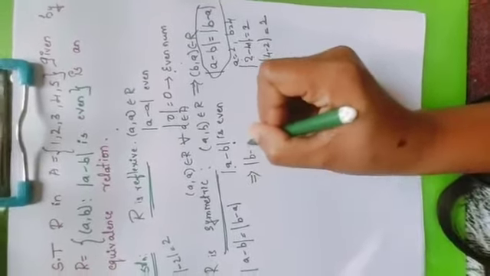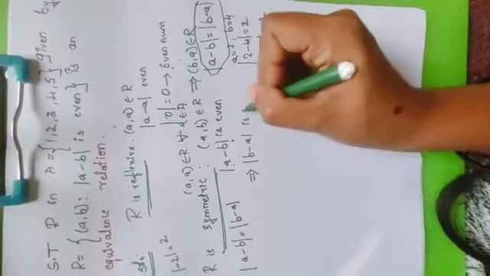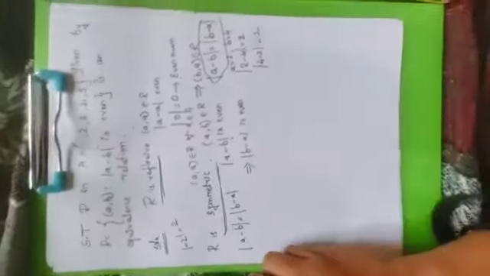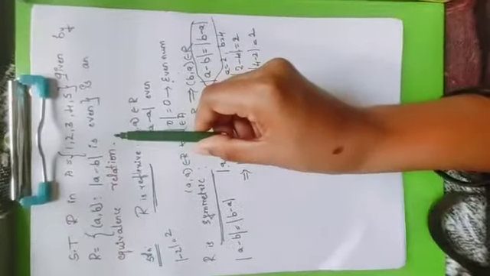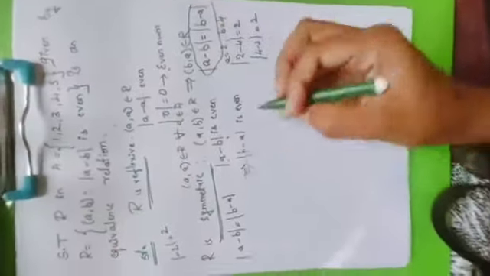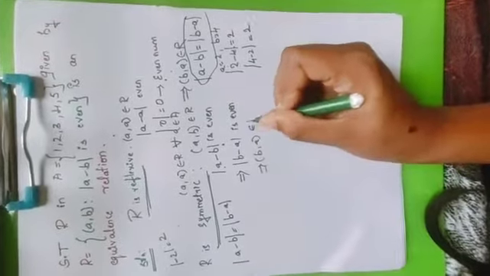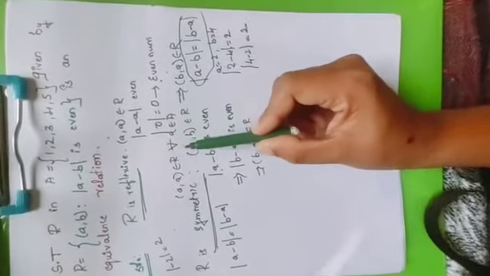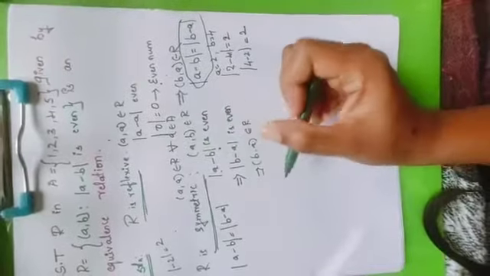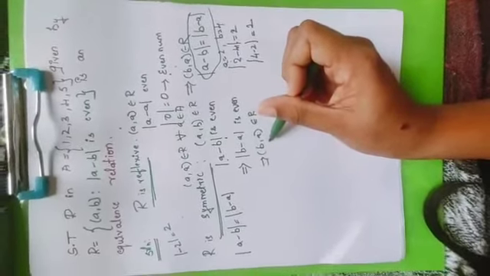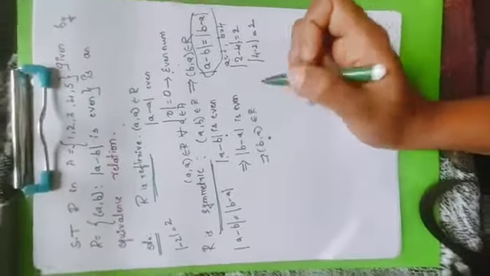Modulus of B minus A is also even, correct? If modulus of B minus A is even, what does that mean? Ordered pair B comma A belongs to R. So we started with modulus of A comma B in R, and we have proved that modulus of B comma A is also present in R. So what happens? This particular relation is symmetric.